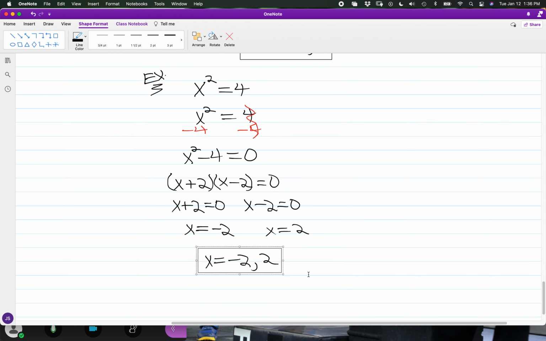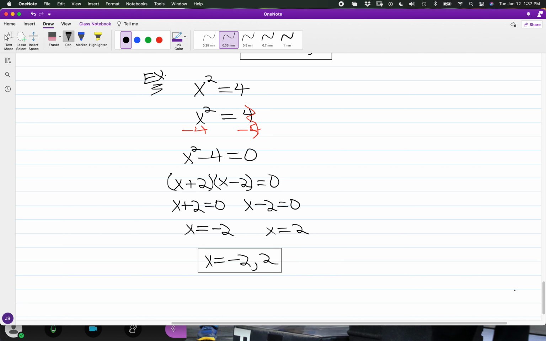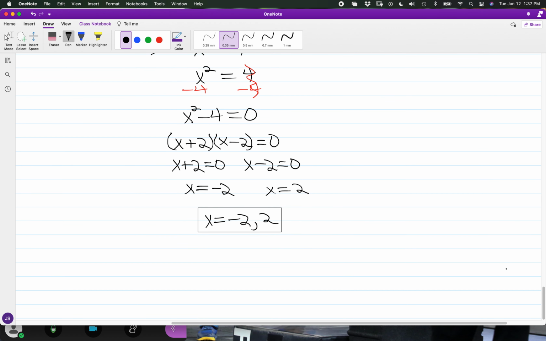So this is one technique. Now, for another technique, especially if you don't have a first order x term, we can use what's referred to as the square root property of equality.